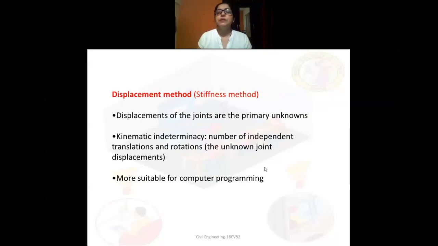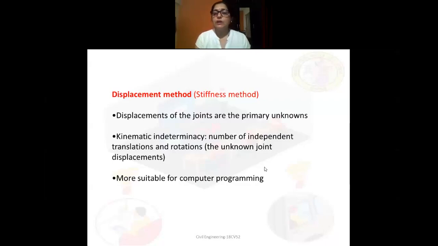So, the displacement method or stiffness method. In the force method, forces are considered as primary unknowns, whereas in the displacement method, displacements at the joints are considered as primary unknowns. And here in the force method, we use static indeterminacy, whereas in the displacement method or stiffness method, we use kinematic indeterminacy, that is the number of independent translations and rotations, the unknown joint displacements.